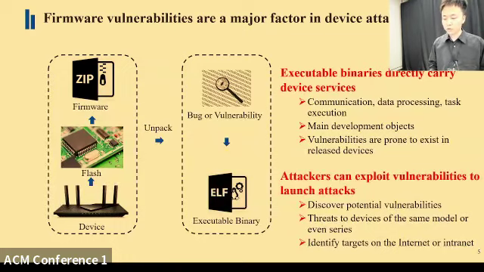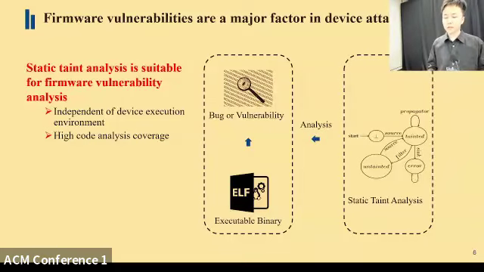First, executable binaries are usually responsible for communication, data processing, and execution of various devices. These applications are the main development targets of manufacturers. Therefore, vulnerabilities are likely to exist in released device applications. Moreover, vulnerabilities in the executable binaries have the potential to be exploited remotely. The vulnerabilities discovered are commonly found in devices of the same model and series. Timely discovering vulnerabilities and reporting them to manufacturers is an effective way to improve device security.